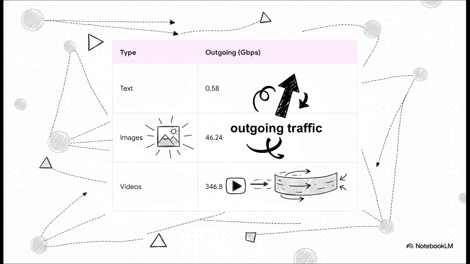Now, outgoing traffic is significantly higher, simply because a single tweet is viewed many, many times. We'll assume each of our 500 million users views 50 tweets per day. That is 289,000 tweet views every single second. Applying our media ratios, where 50 tweets contain 5 images and 2.5 videos on average, we crunch the numbers. The text bandwidth requires 0.58 Gbps. Images demand 46.24 Gbps, and viewing videos consumes a staggering 346.8 Gbps. Add all those up, and our total outgoing bandwidth requirement is 393.62 gigabits per second.